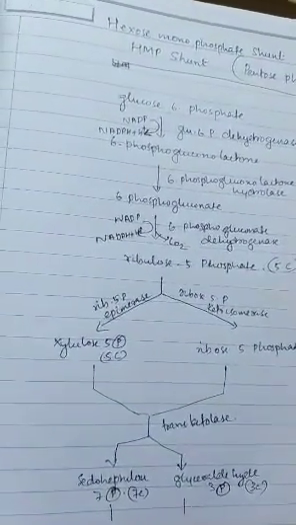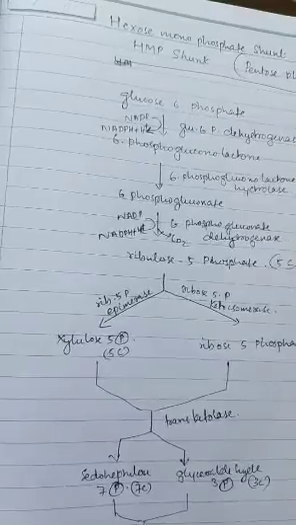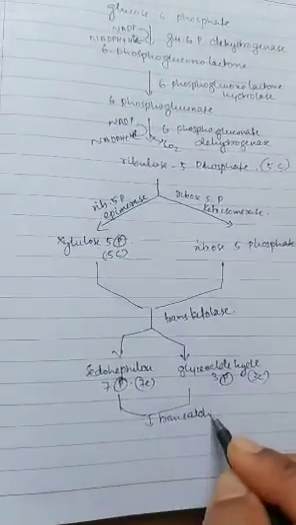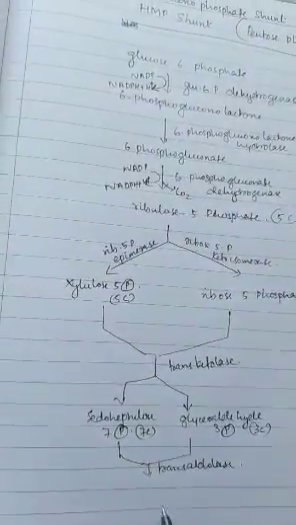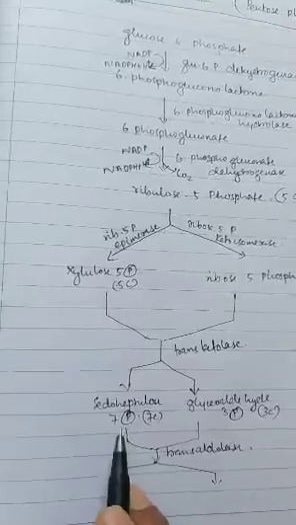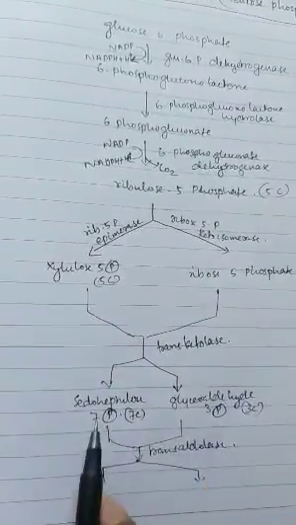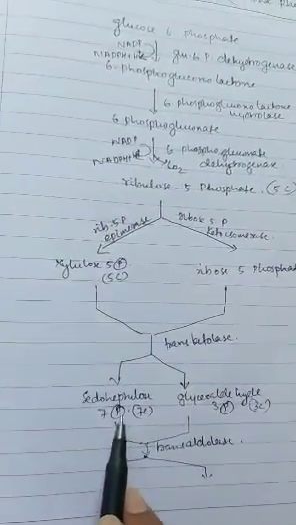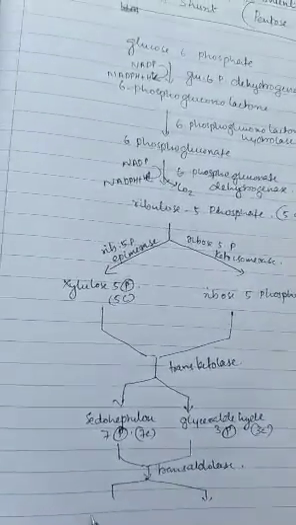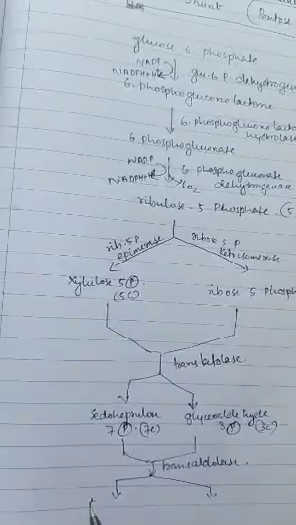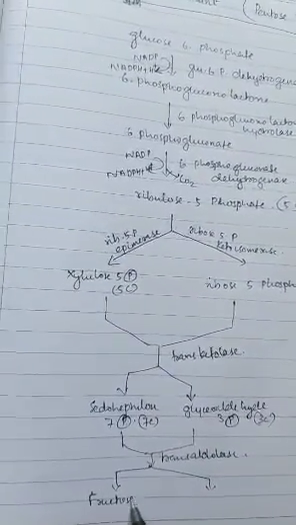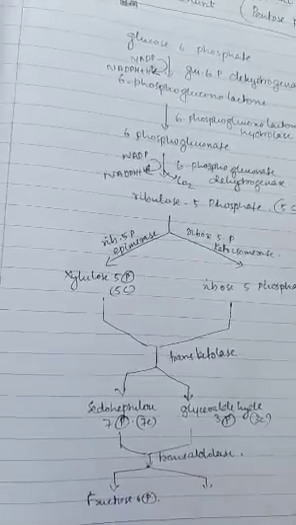Then in the next step, transaldolase converts 3 carbon from sedoheptulose 7-phosphate to glyceraldehyde 3-phosphate. അതായത് സെഡോഹെപ്റ്റുലോസ് 7 കാർബൺ കോമ്പൗണ്ടിൽ നിന്ന് ഒരു 3 കാർബൺ പോയിട്ട് ഗ്ലിസറാൾഡിഹൈഡ് 3-ഫോസ്ഫേറ്റിലോട്ട് ട്രാൻസ്ഫർ ചെയ്യും. 3 കാർബണും 3 കാർബണും ചേരുമ്പോൾ 6 കാർബൺ കോമ്പൗണ്ട്. അതായത് ഫ്രക്ടോസ് 6-ഫോസ്ഫേറ്റായി.